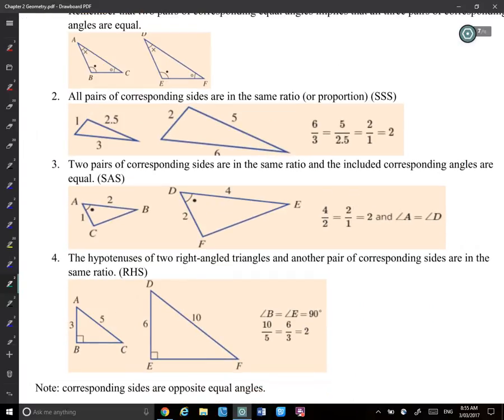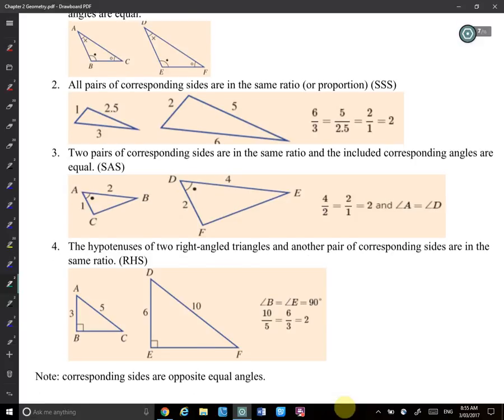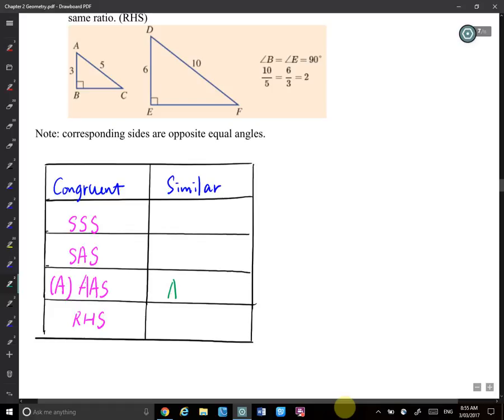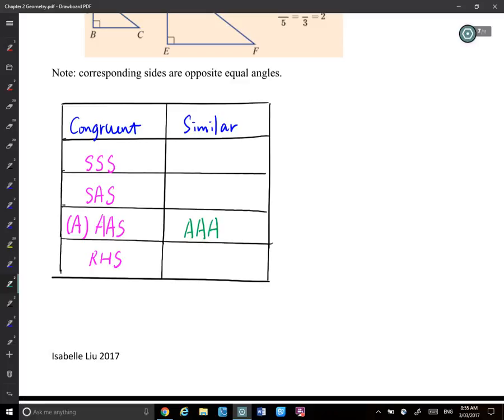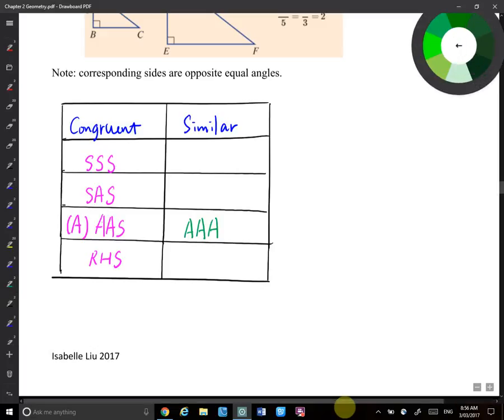If we know three angles are the same, then we know those two triangles are similar. We don't need any information about the length for this case. For congruent triangles, you always need to know at least one length, but for this one, we don't need any length. If I can match the conditions, I can say that's the AAA condition.